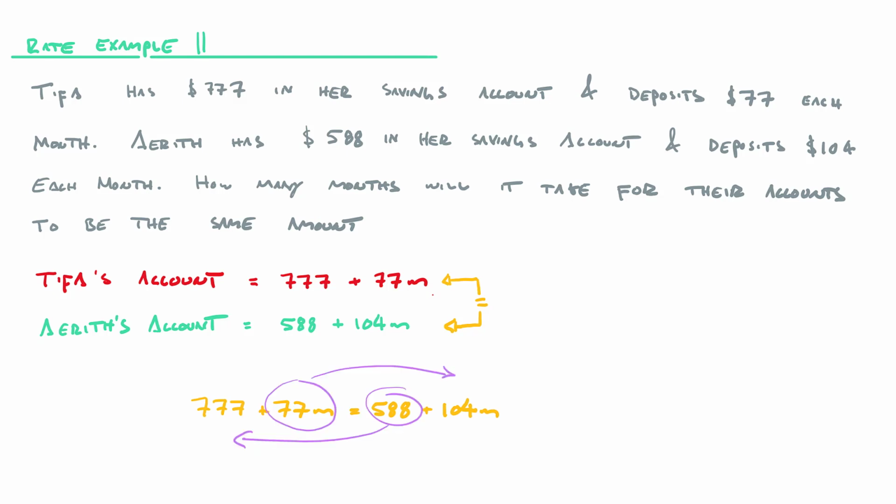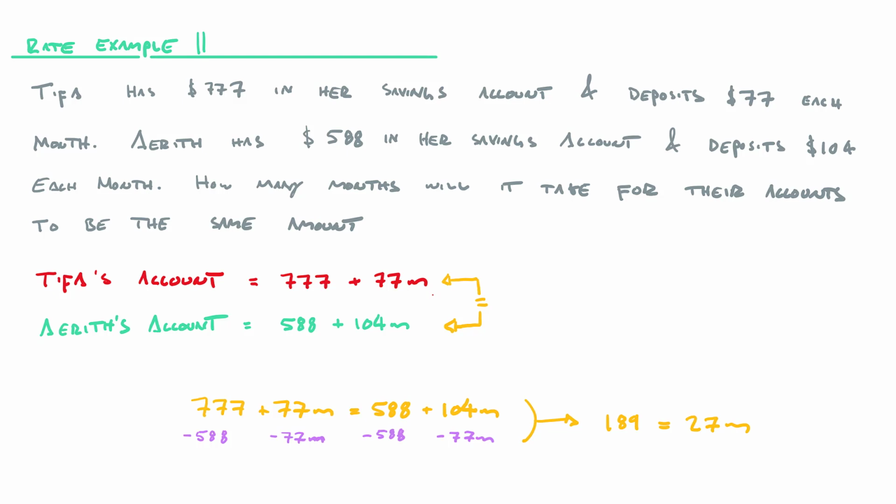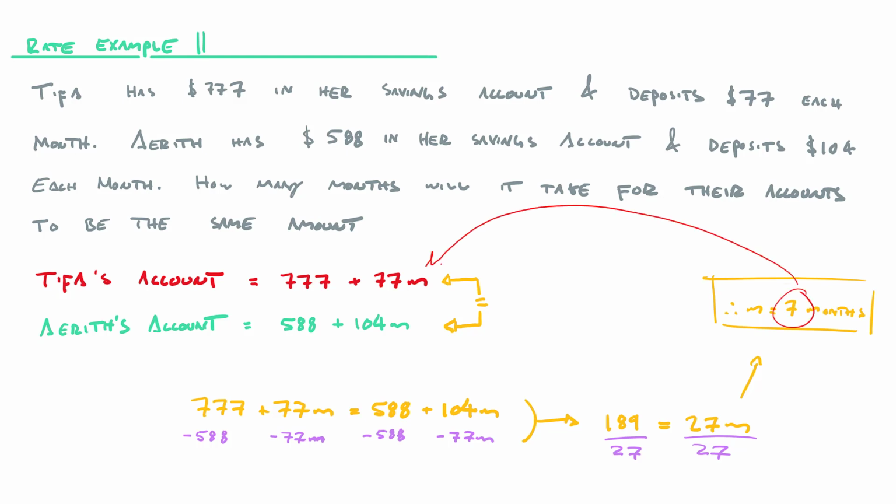Right, and I'm just going to kind of go through it. I'm going to get all my M terms on one side of the equation and all my not M terms on the other side of the equation. So I moved the M's to the right and the not M's to the left and ended up with this. After doing some combining of like terms, dividing both sides by 27 gives us an answer of 7 months. So in 7 months, they should have the same amount. And one way to check is actually by plugging in 7 into this M and plugging in 7 into this M and making sure that these two values are the same.